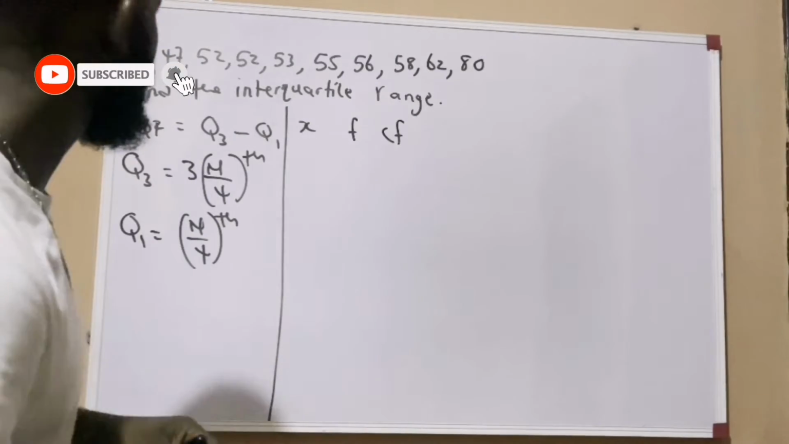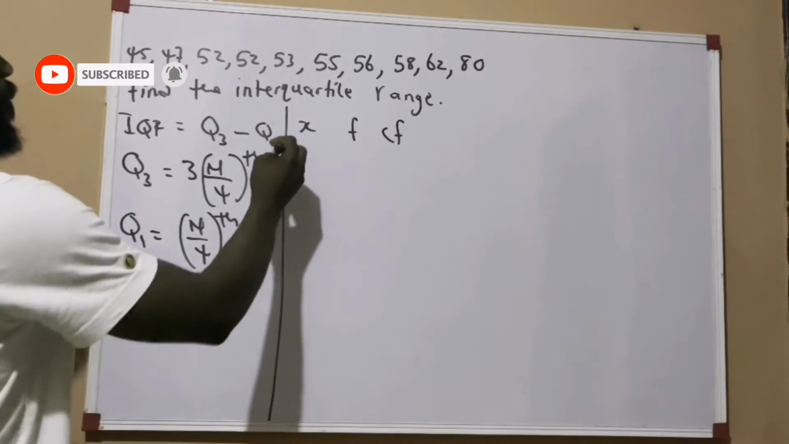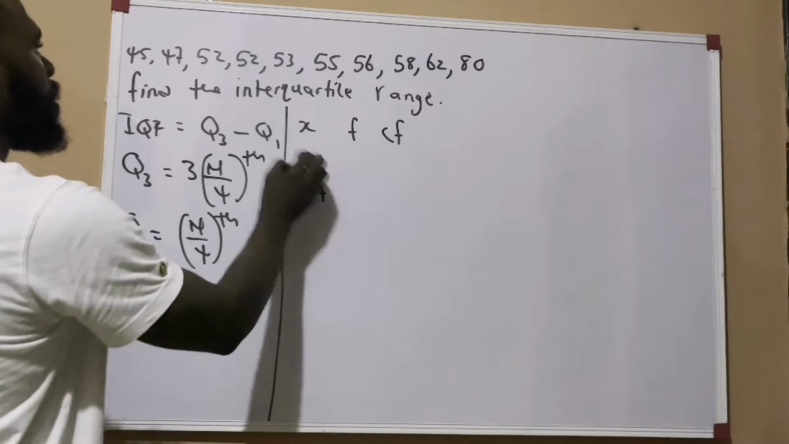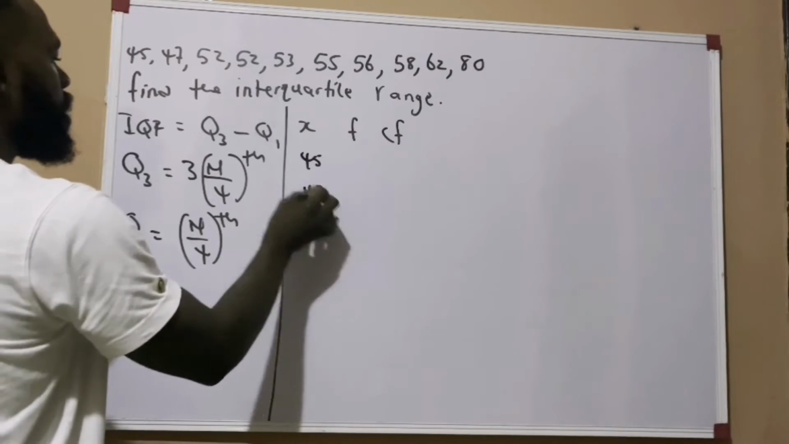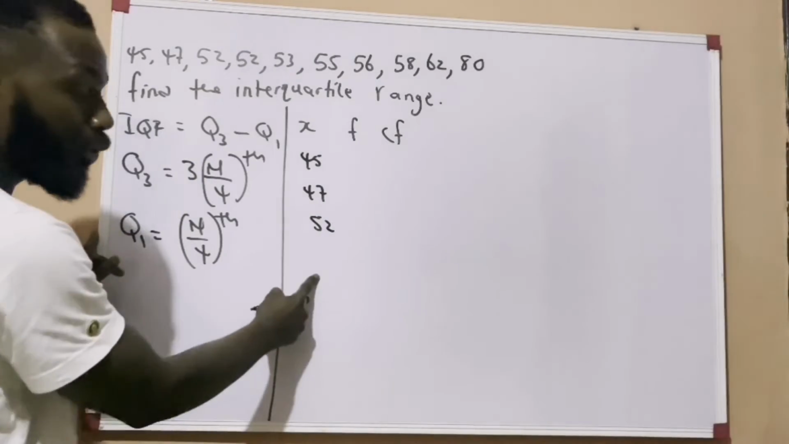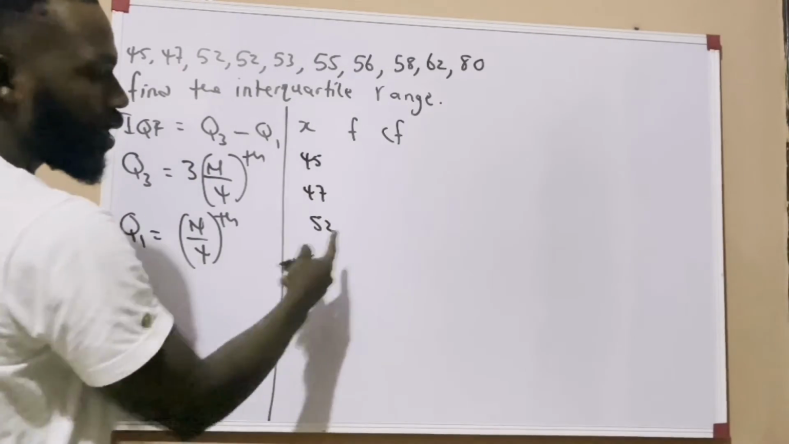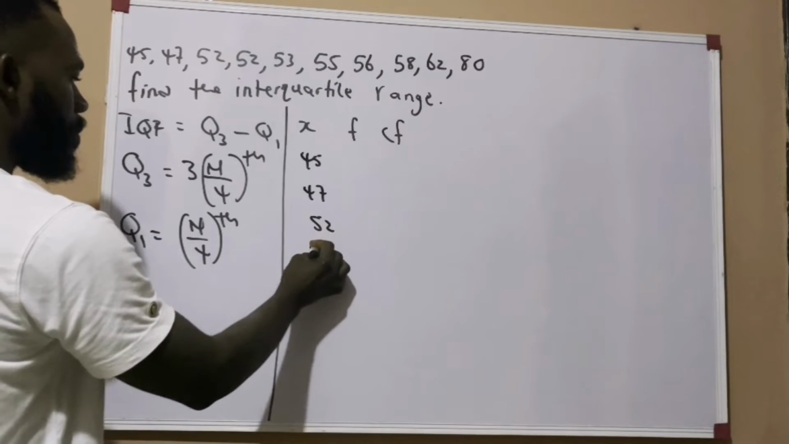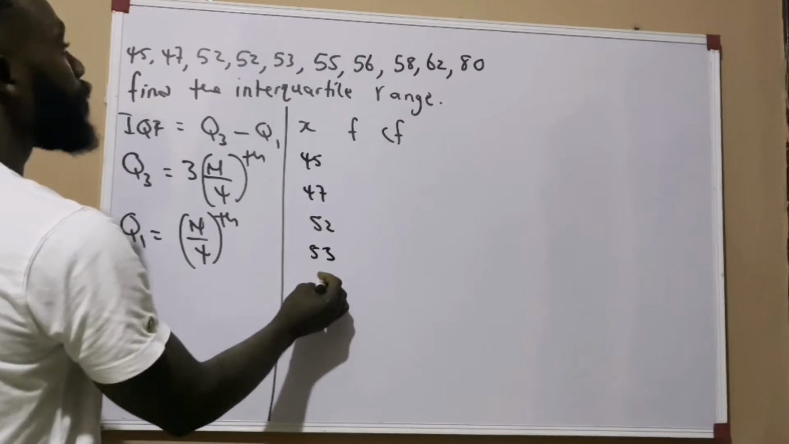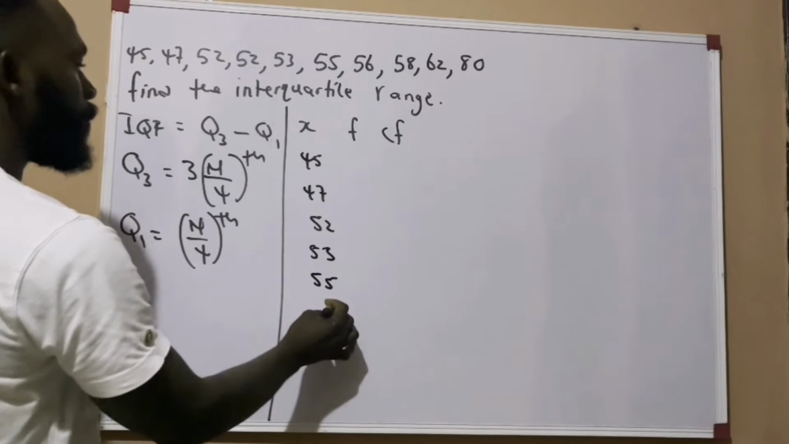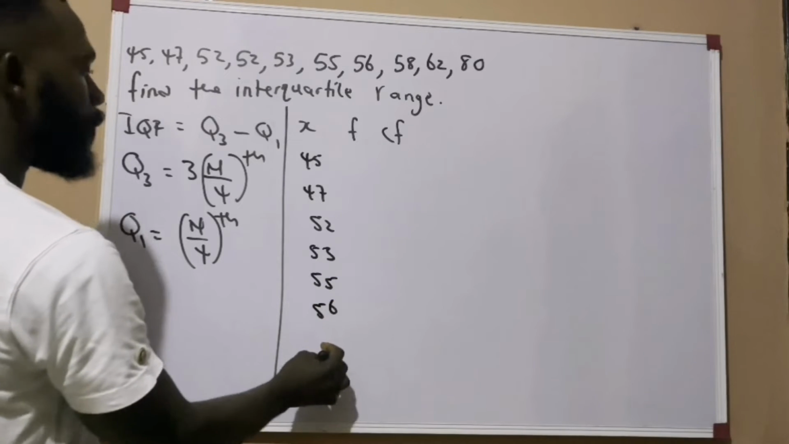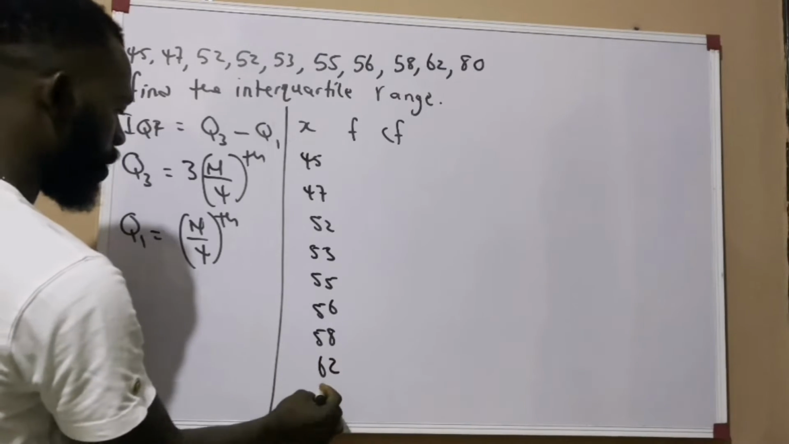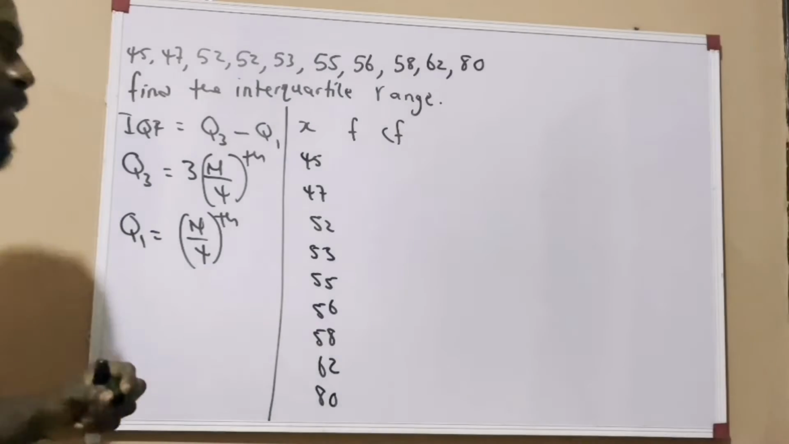If you see the data originally given, we have 45, 47, 52. I have another 52, but there's no need to write it again because we have a frequency column. So we go to 53, 55, 56, 58, 62, and 80. These were the set of data that were given.